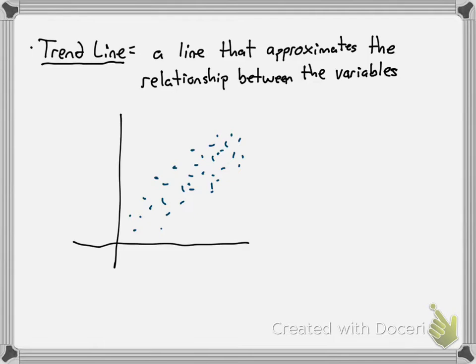So that line that I just drew is something called a trend line. A trend line is a line that approximates the relationship between variables. So something like this. What we're going to do from here is figure out how to make our own trend line by hand. Our calculators can also use something called the line of best fit, which would be the most accurate trend line that most evenly goes through all the data points.